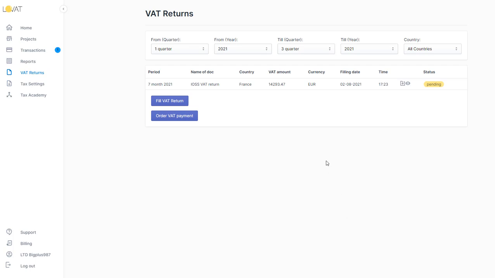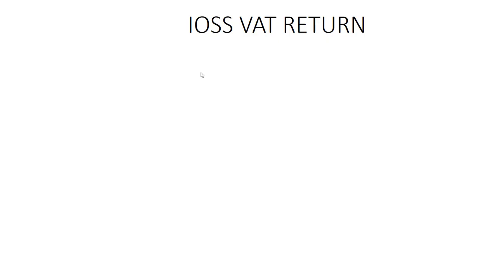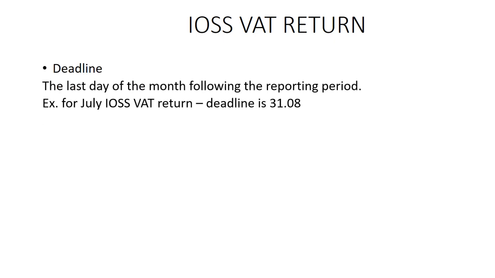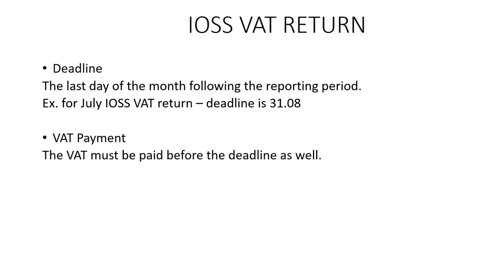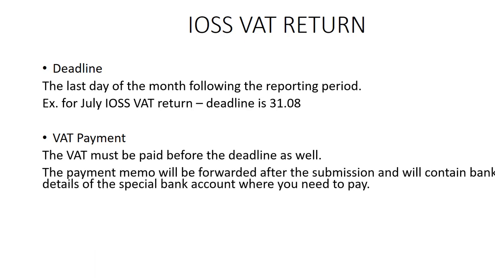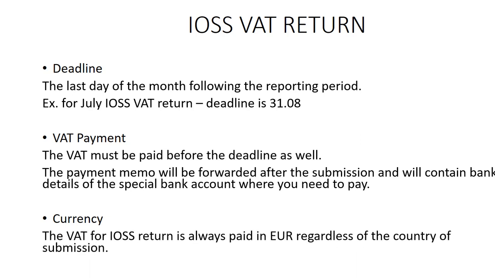To conclude, here is some useful information in regards to the IOSS VAT return. The deadline is the last day of the month following the reporting period. So, for the July IOSS VAT return, the deadline is the last day of August. The VAT payment must also be done before the deadline, which matches the deadline for submission. After you submit the VAT return through the LOVAT platform, the payment memo will be forwarded to your account and will contain bank details of a special bank account where you need to pay. The currency of such VAT payments is always euros, regardless of the country of submission.